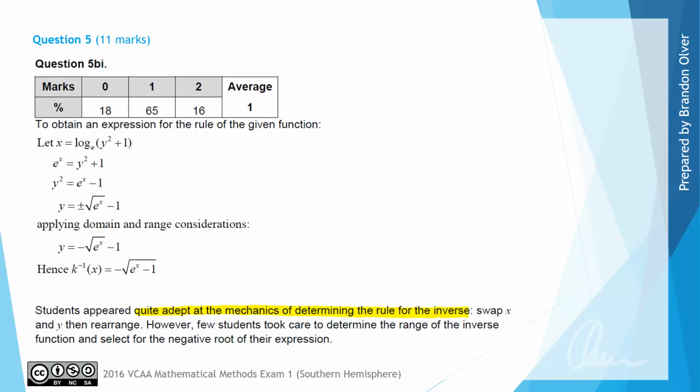However, few students took the care to determine the range of the inverse function and then select the negative root of their expression, which is what was required for the rule of k inverse. And that's what separated the students that got 1 mark and 2 marks in this exam.